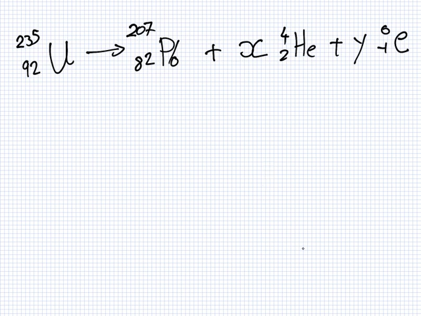Yeah, X alpha particles plus Y beta particles. Okay. So we don't know how many alpha there are and we don't know how many beta there are. We're saying X and Y of each. We do know that the numbers here at the top must be conserved. So if we had 235 at the beginning, then we should have 235 at the end. Here we have 207. And then how many nucleons do we have here?